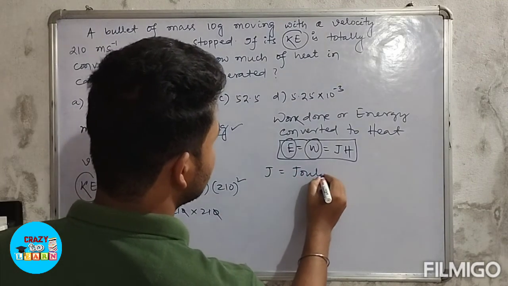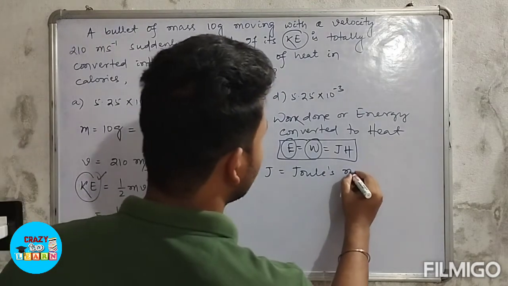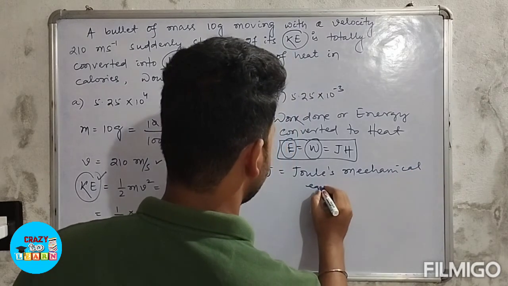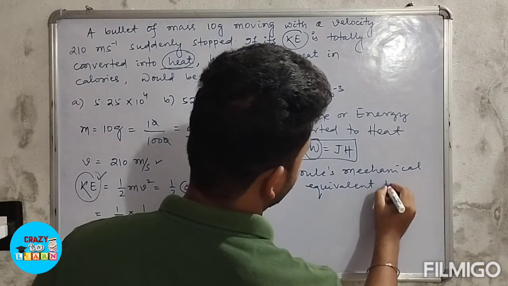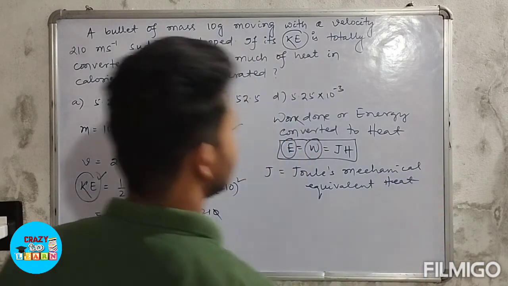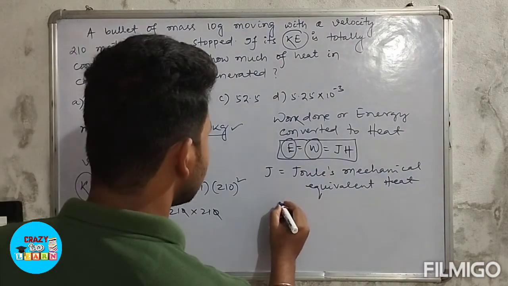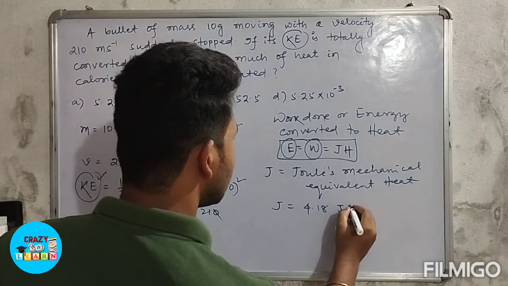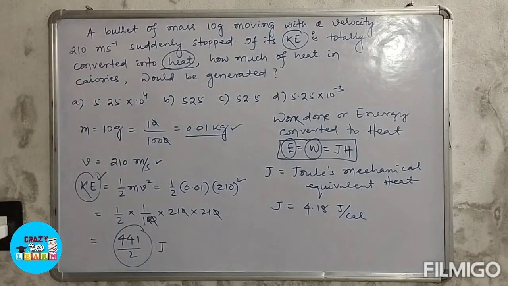J is Joule's mechanical equivalent of heat. Joule's mechanical equivalent of heat constant is called J. So its value is 4.18 joule per calorie. Okay, just remember this thing.